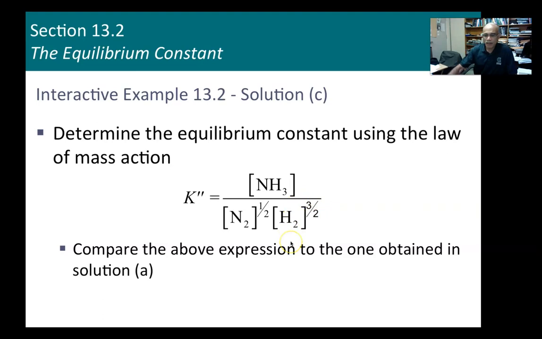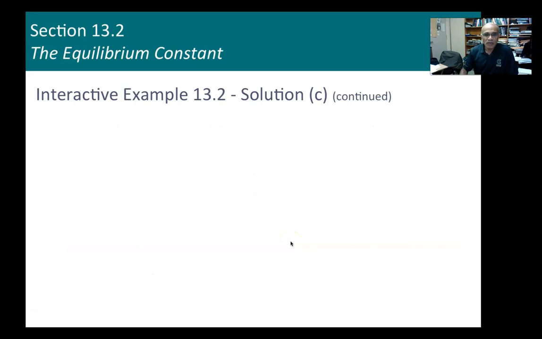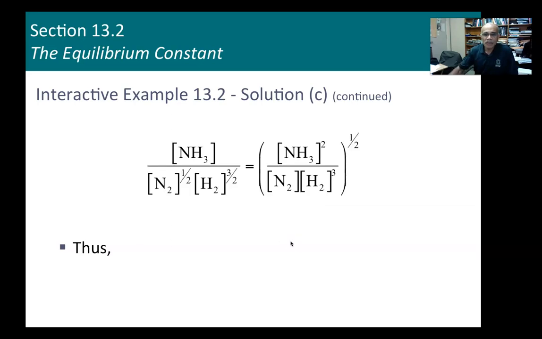And how does this expression compare with the first one? Notice that if you reduce the coefficients by half, this is the value K. Notice that this is the K of the forward reaction, products over the reactants. You are basically raising the exponent of K to the half. So let's see, there you go.